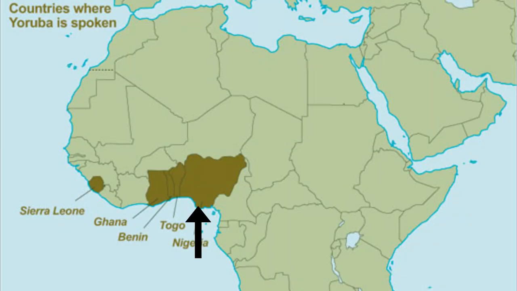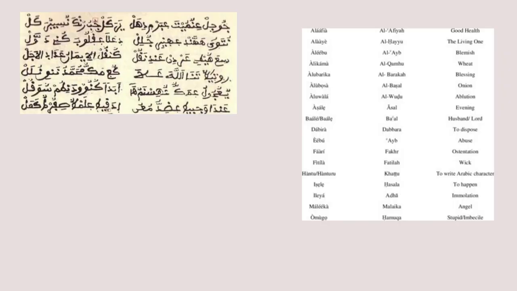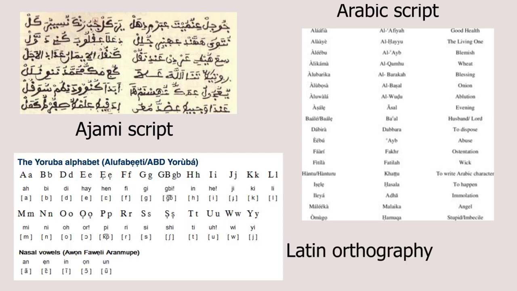It is spoken in southwestern Nigeria, as well as in Benin and Togo. Yoruba has used two different scripts throughout its history, including the Ajami script, a variant of the Arabic script, and in the past century, a Latin orthography has been devised and disseminated to Yoruba speakers.